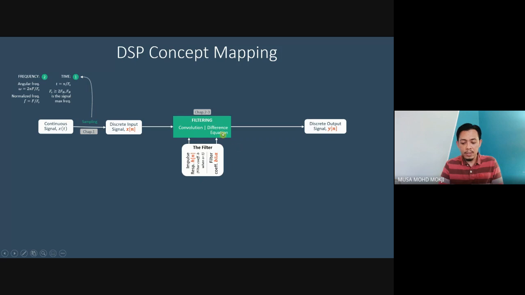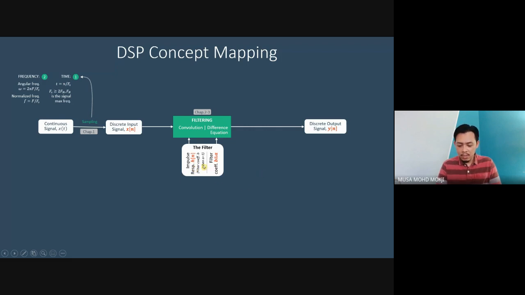Or generally, we represent the LTI system based on a difference equation. If it is not an LTI system, the equation representing the system is not called a difference equation. Only if it is an LTI system do we represent it as a difference equation, and we can also represent it using impulse response. This is unique to LTI systems only.